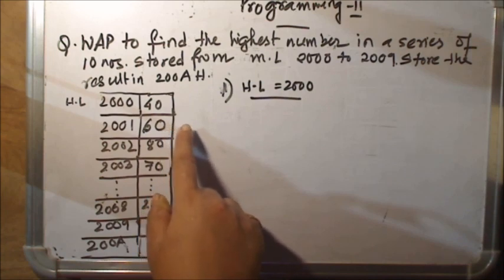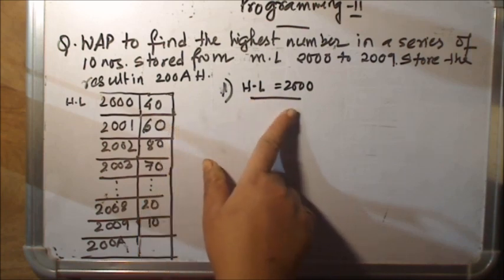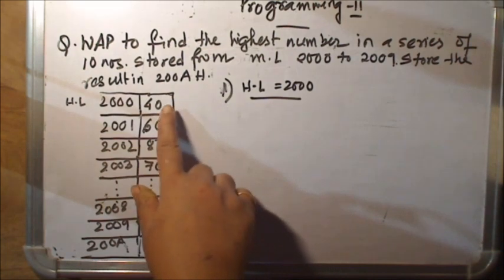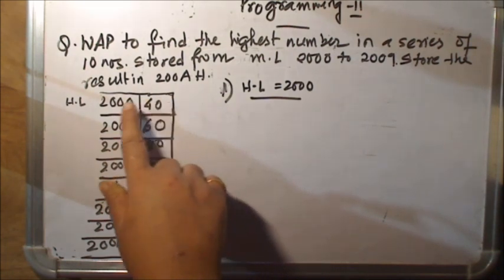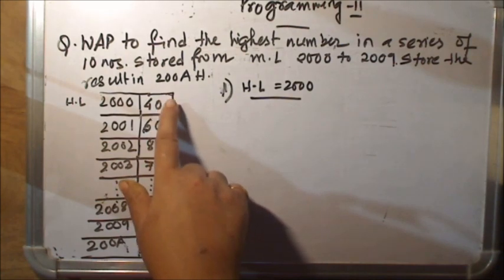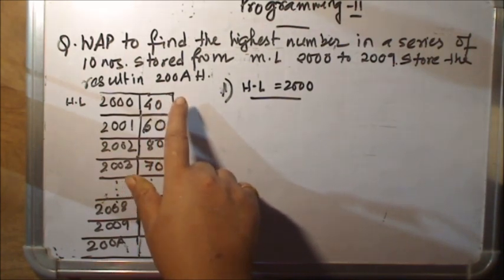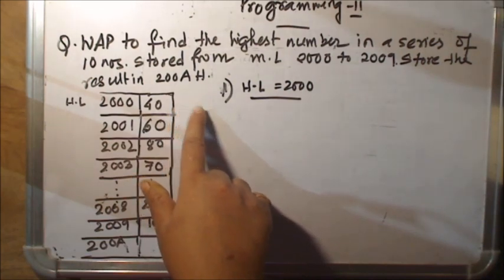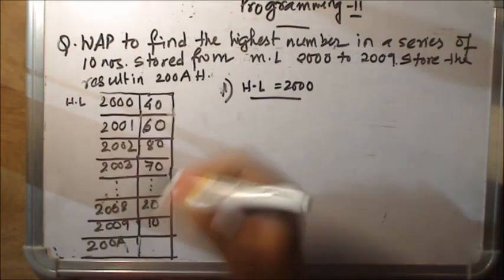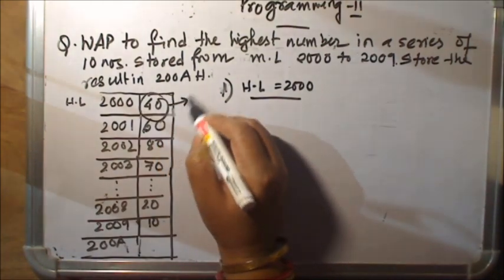Fine. When you initialize the HL pair with 2000, that is the data, but how to use it is as an address. When we use M, the number stored in memory location 2000 will be your M. So this is the advantage. Now the moment I load the HL pair with 2000, the content in 2000H, that is 40H, will become M.